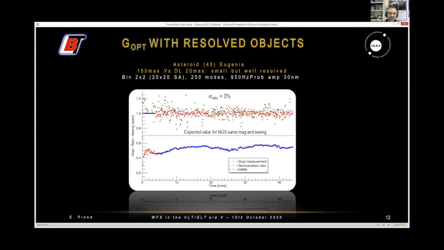And here again, the nice thing to see is that this was with 20 by 20 subapertures, 250 modes, and the ratio was 3% noise. As expected, we had a lower value of GEOPT because the object is extended, so the gain of the optical pyramid is dimmed. Instead of 0.7, which we had on other stars of similar magnitude in the same conditions, we are at about 0.5. So GEOPT can deal with this kind of object too.